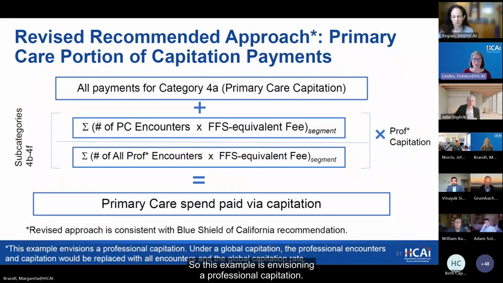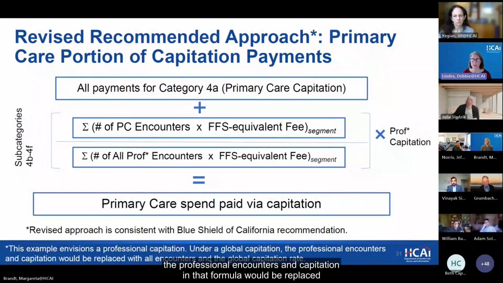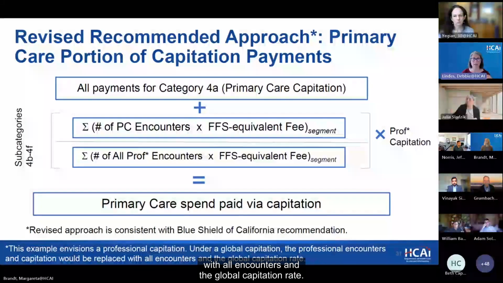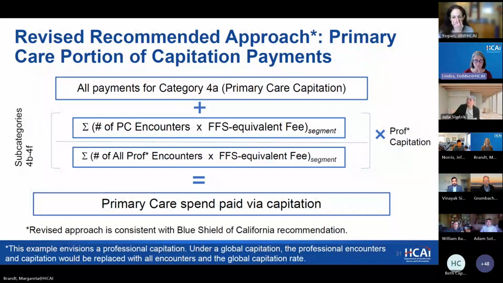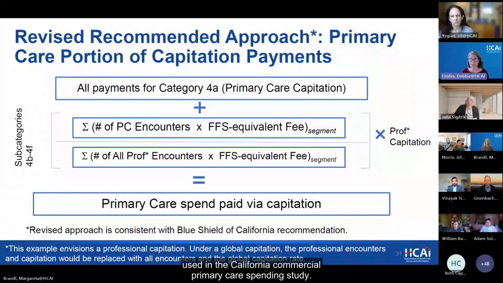This example is envisioning a professional capitation. If we had a global capitation, the professional encounters and capitation in that formula would be replaced with all encounters and the global capitation rate. And based on a review by the OHCA, this methodology would produce comparable results to the methodology they used in the California commercial primary care spending study.